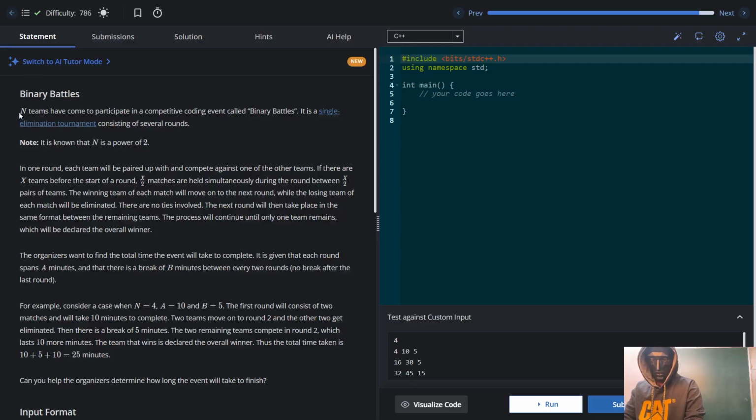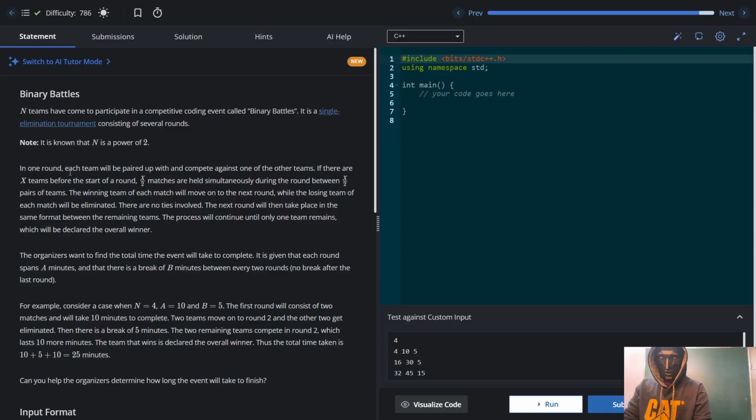So N teams have come to participate in a competitive coding event called binary battles. It is a single elimination tournament consisting of several rounds. Note, it is known that N is a power of 2. So there are N teams and N is power of 2. In one round, each team will be paired up with and compete against one of the other teams.